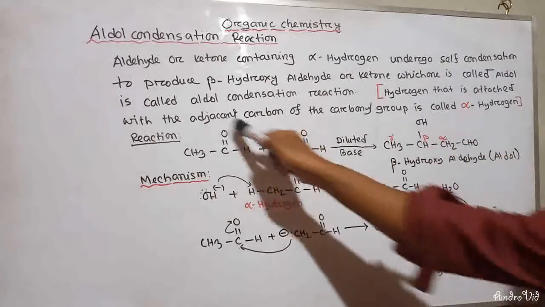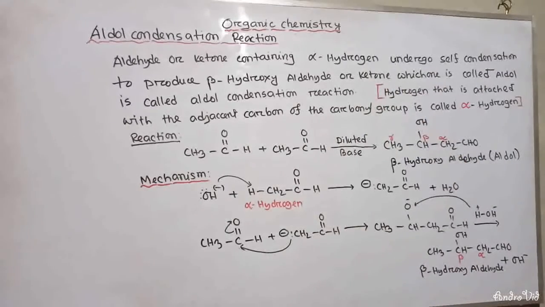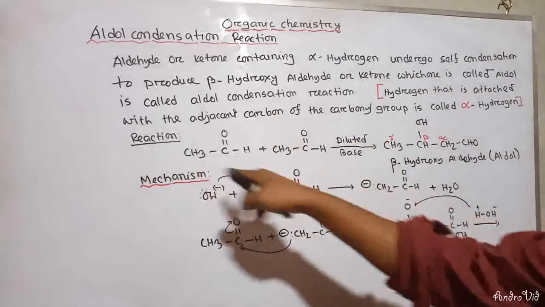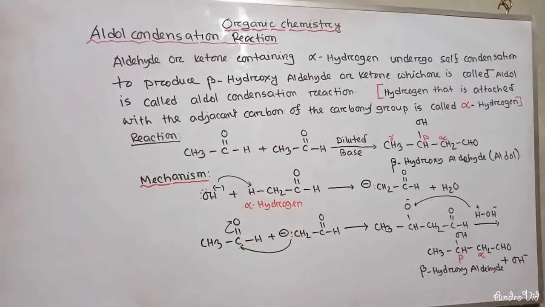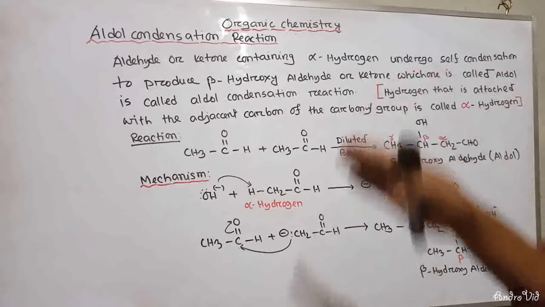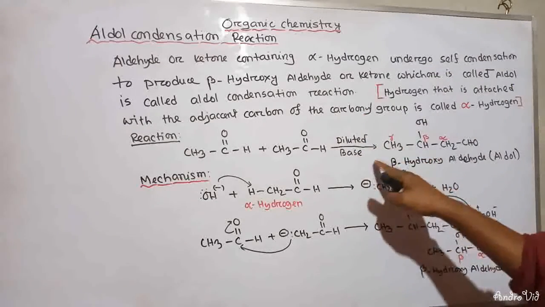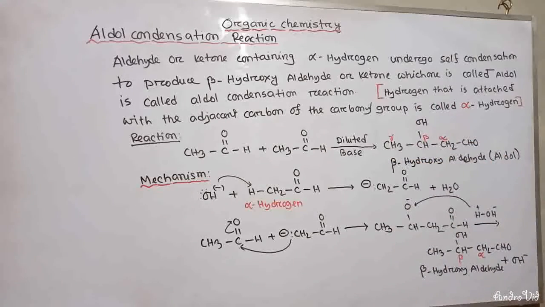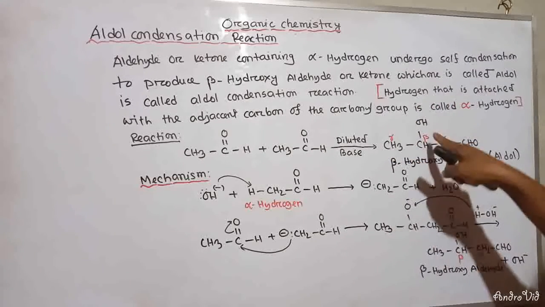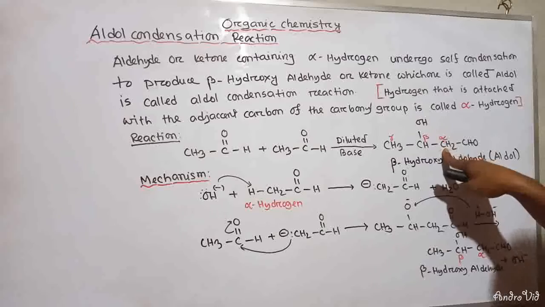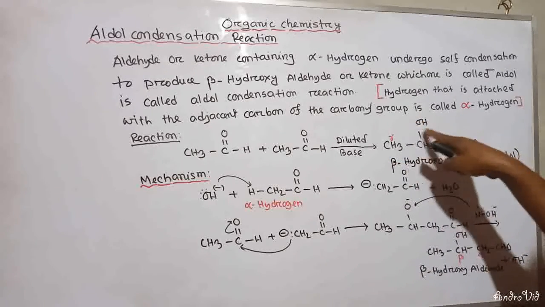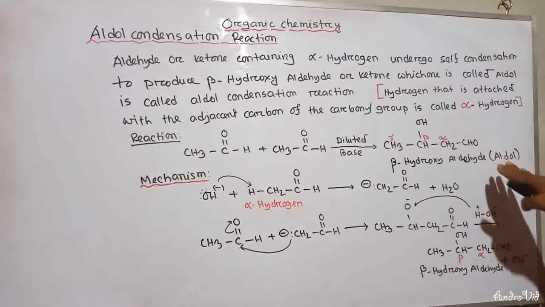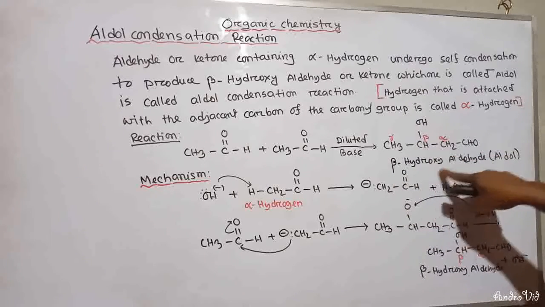So beta hydroxy, this is basically the product. Okay, you have already seen this is aldehyde. Two aldehydes have been taken here, and both contain alpha hydrogen. When this reaction is carried out in presence of a diluted base, they produce this product. What is this product? You have seen, this is alpha carbon, this is beta carbon, this is gamma carbon, and the beta carbon contains a hydroxy group. So the name of this compound is beta hydroxy aldehyde.